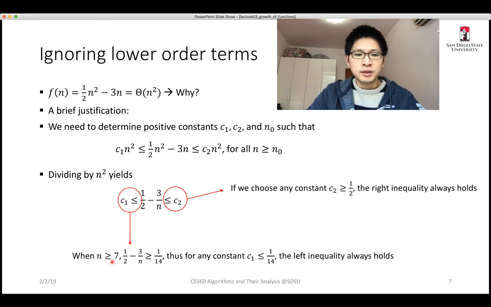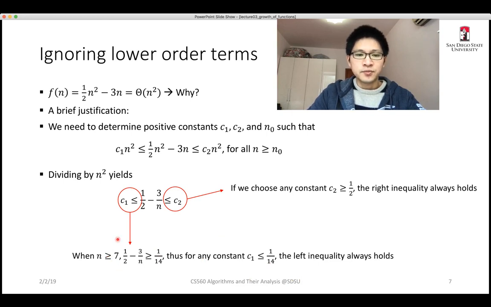When n is 7, the middle term becomes 1/14, right? And if n is larger than 7, then the middle term is greater than 1/14. Therefore, we can choose any constant C1 that is less than 1/14, and the left inequality always holds for any n that is greater than 7.